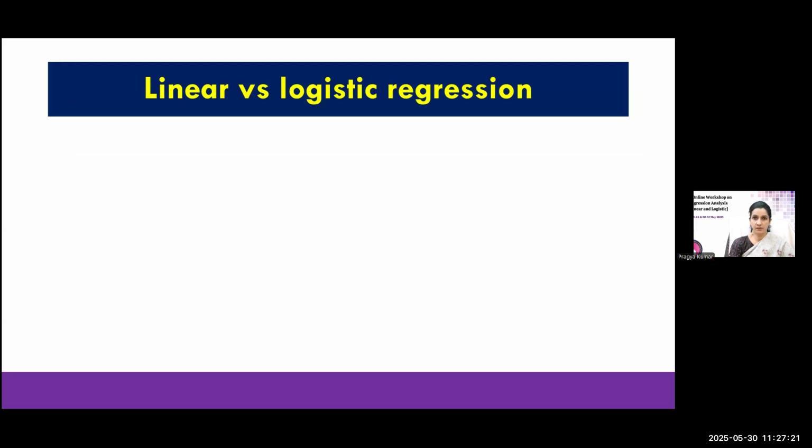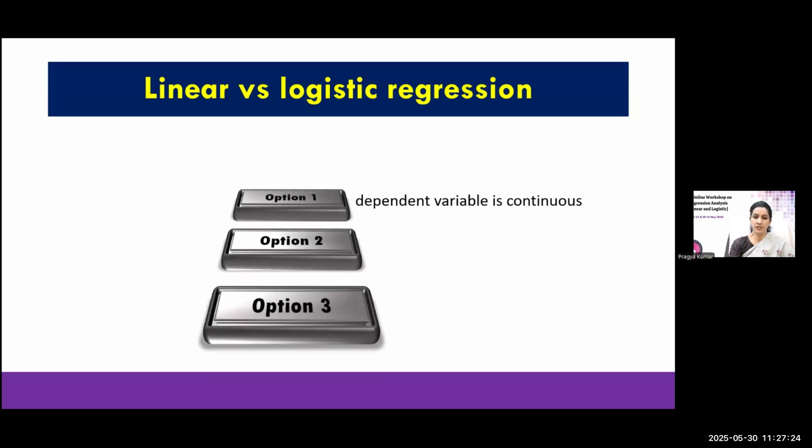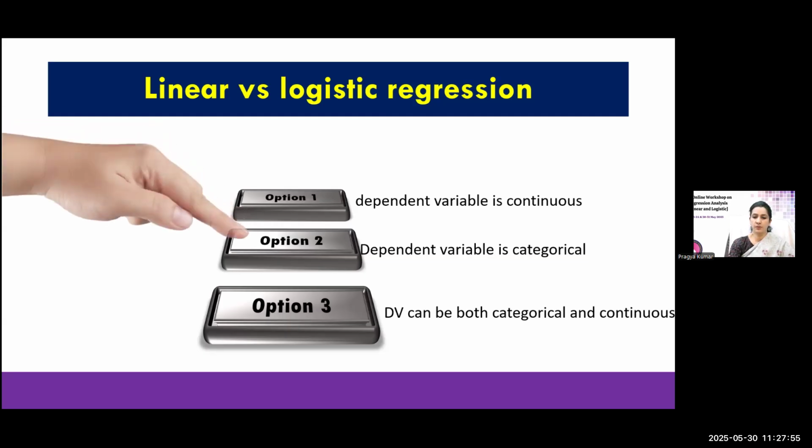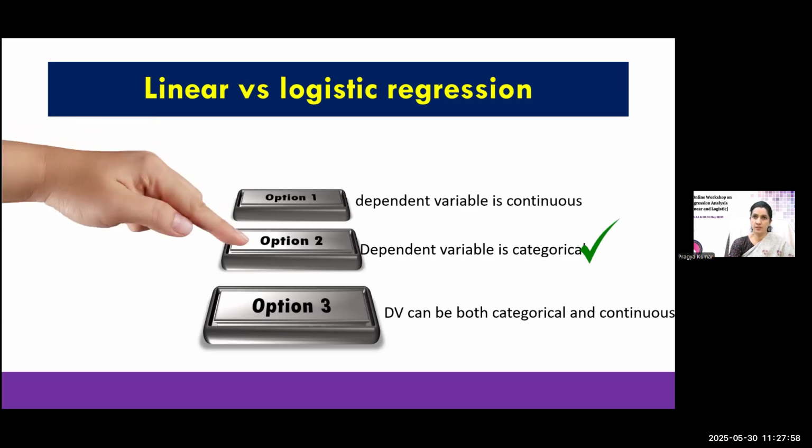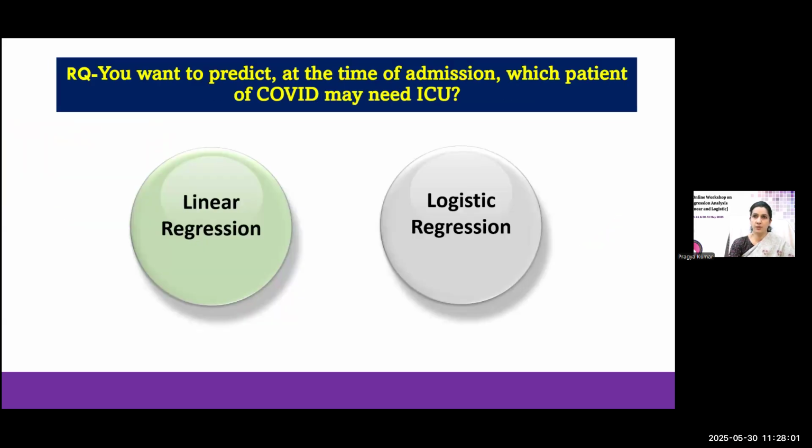Now if you see the comparison between linear and logistic regression. In linear regression, the dependent variable is continuous, the way we saw in the previous week. If blood sugar is the dependent variable, then we cannot go for logistic. So for linear, the dependent variable should be continuous in nature. If the dependent variable is categorical in nature, in that case we will have to go for logistic regression. The independent variable can be both categorical or continuous. So if I have to choose logistic regression, I'll choose option 2.